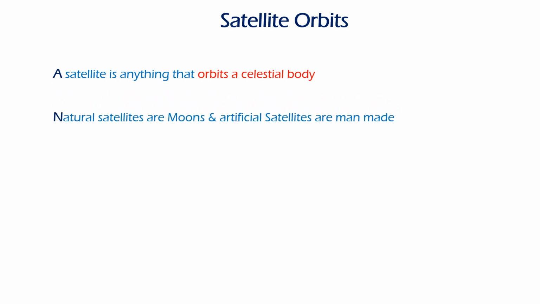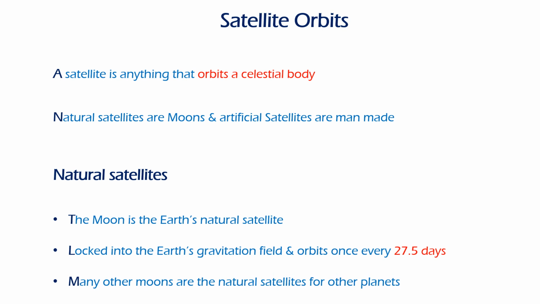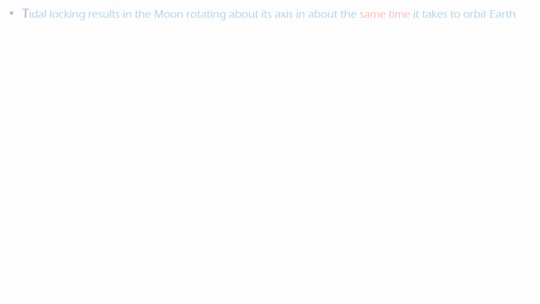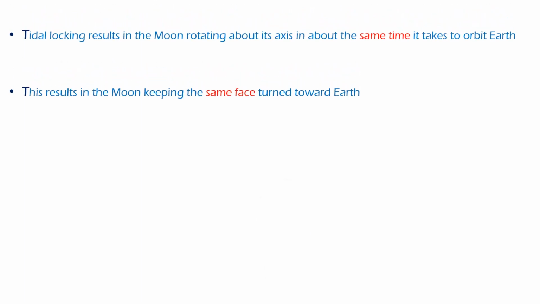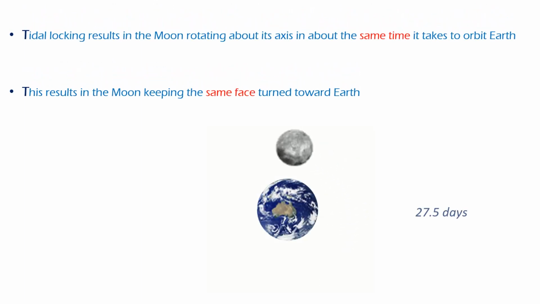A satellite is anything that orbits a celestial body. It could be natural or artificial. Natural satellites are the moons. The Earth has only one natural satellite, which we call the Moon. It's locked into the Earth's gravitational field and orbits once every 27.5 days. Depending on the planet, there could be a much bigger number of satellites orbiting those planets.